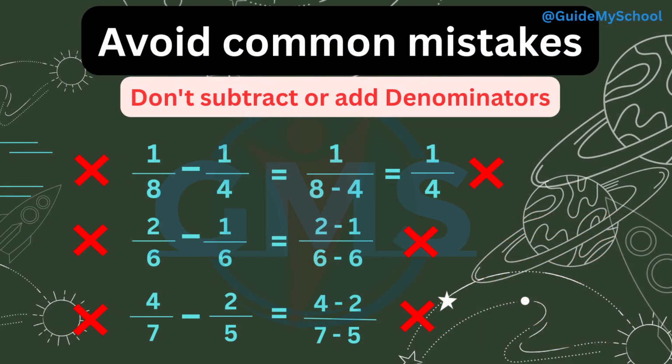Here examples of common mistakes are shown for subtraction. The same applies for addition also. Don't subtract the denominators. Don't subtract both also. Sometimes students think that the denominators are different, so we should subtract both. No, that is totally wrong. Avoid these mistakes.